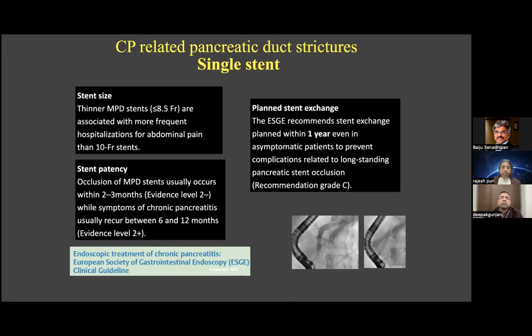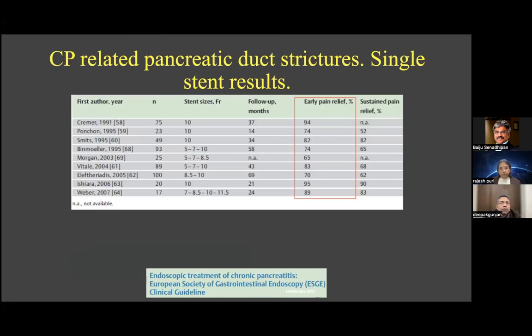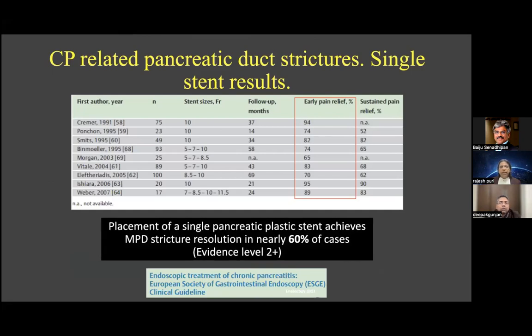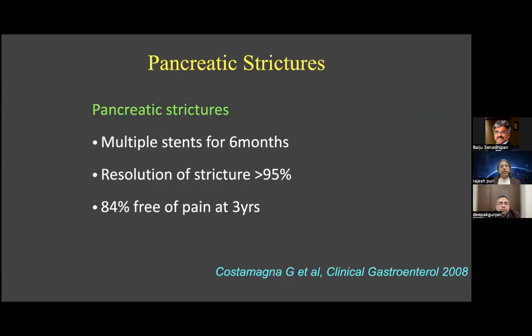But yes, presumptively you change within 2 to 3 months. Once you reach a diameter of 10 millimeters, then try to change in 6 to 8 months. Don't try to keep it more than 1 year, otherwise you may come across complications related to long-term pancreatic duct occlusion. With a single stent, pain relief is seen in roughly 65% to 94% of these individuals. So placement of a single pancreatic stent achieves MPD stricture resolution in nearly 60% of the cases, and pain relief in 63 to 94% of these cases.